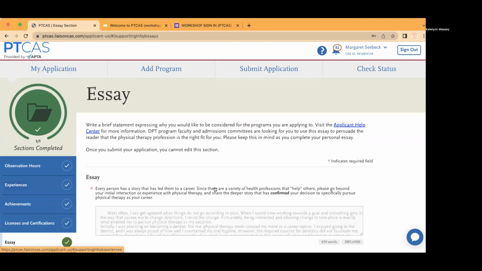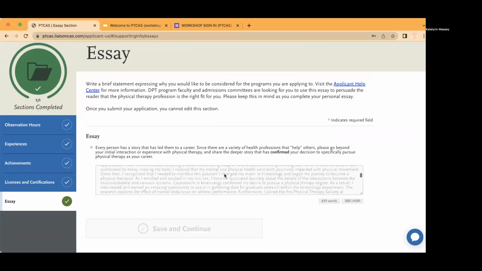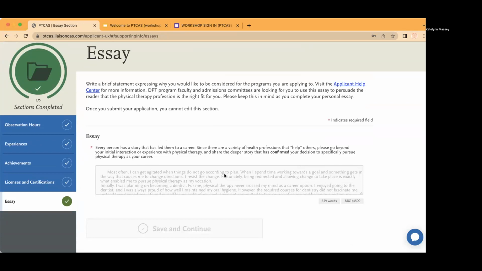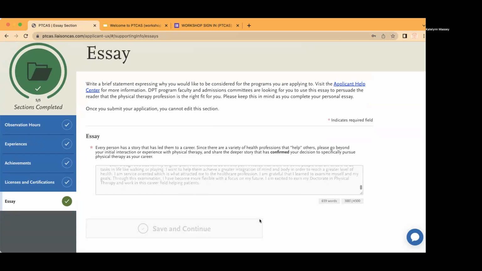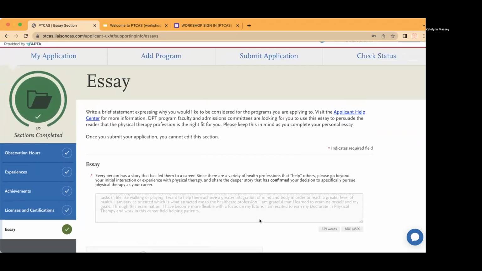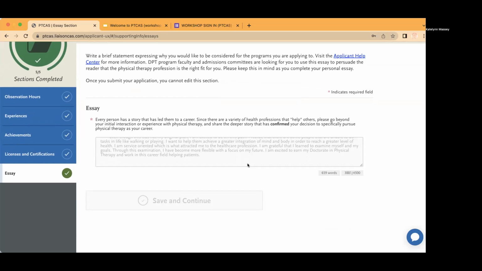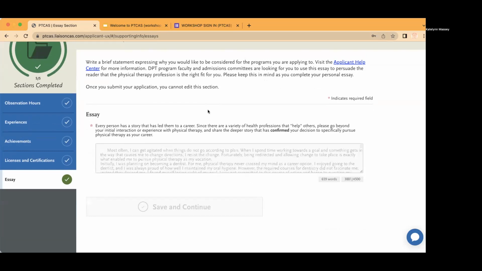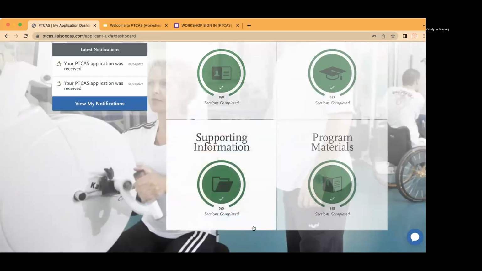And then the essay, this is what it looks like. It just has the question, and you type or paste whatever you have, then put save and continue. Super simple. They do have the word count in the bottom right corner. I had 3,881 characters out of 4,500, and it counts 659 words. I would recommend typing it somewhere else so you don't lose it or accidentally submit it. Okay, so that is the supporting information.